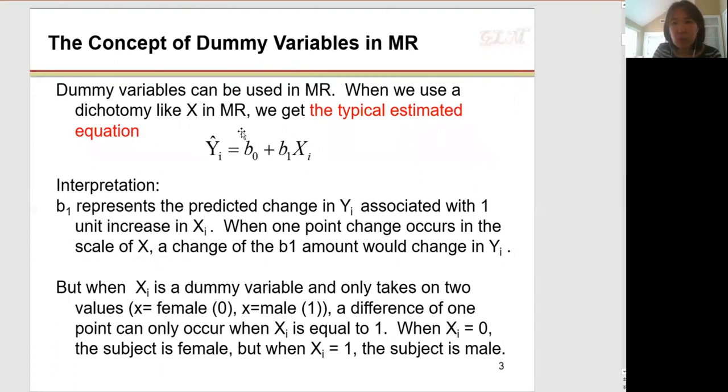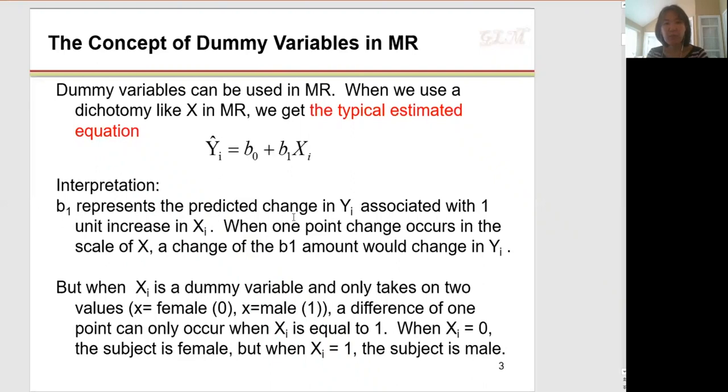So this is a simple regression form, right? And then X is a dummy variable. So female or male. Female is 0, male is 1. So you have 2 options. So if you plug 0 for female here, this term will be eliminated. So Y hat becomes B0. If you plug 1 as male in this X, then you have Y hat equals B0 plus B1. Okay.